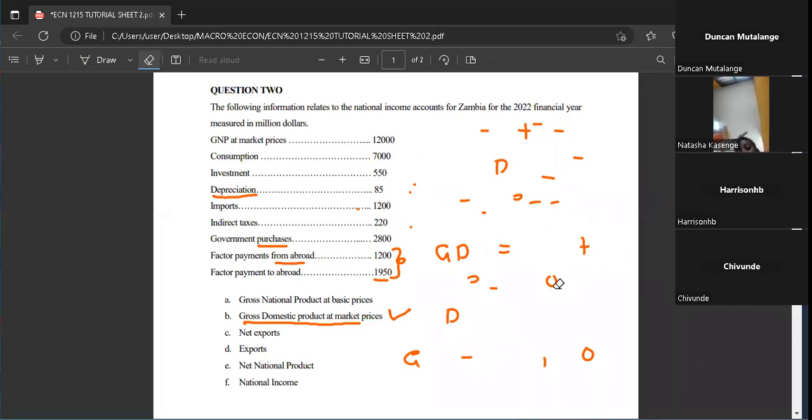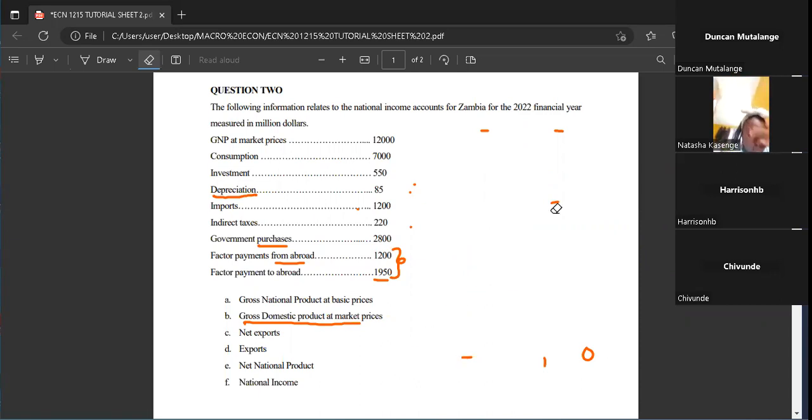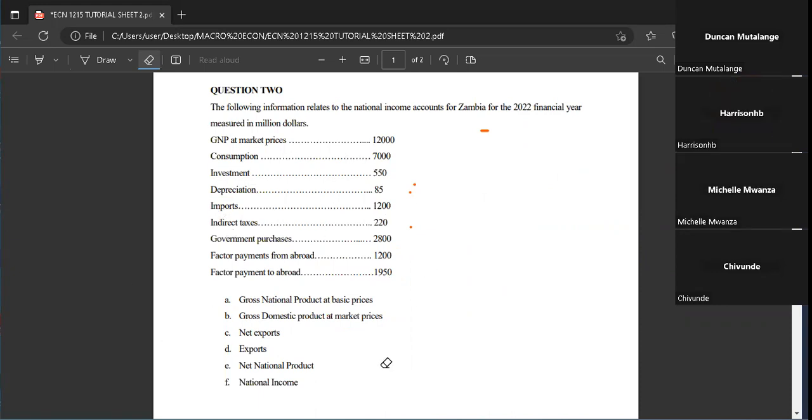All right, now let's do the GNP at basic price. Remember, I just said basic price just means, what did I say about basic price? What does that imply? Yes, Natasha. At basic price, you take the same thing they're telling you, then you subtract the indirect taxes.